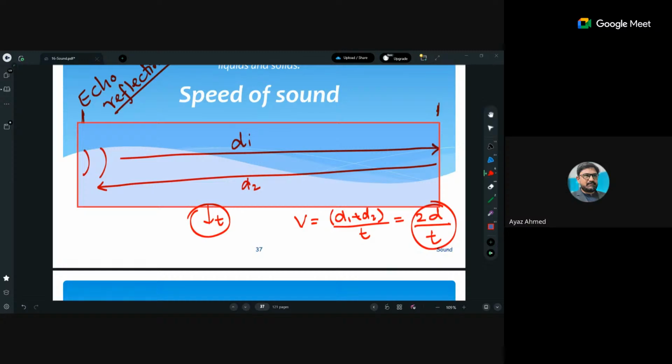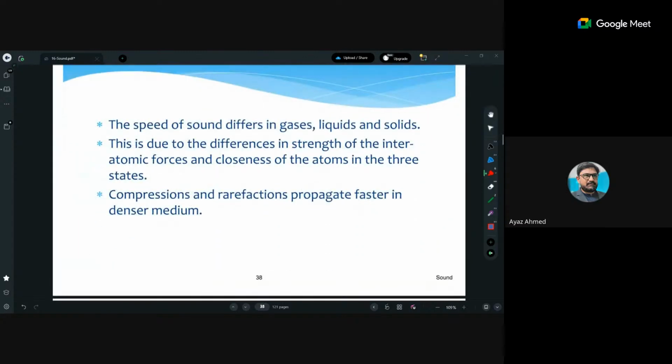So moving on, the speed of the sound in different mediums is different. For example, the speed of the sound in the gases is lowest. Speed of the sound in the gas is equal to 330 meters per second. Speed of the sound in the liquid is almost 1500 meters per second, which is almost 5 times. And speed of the sound in the solids is almost 5000 to 6000 meters per second.